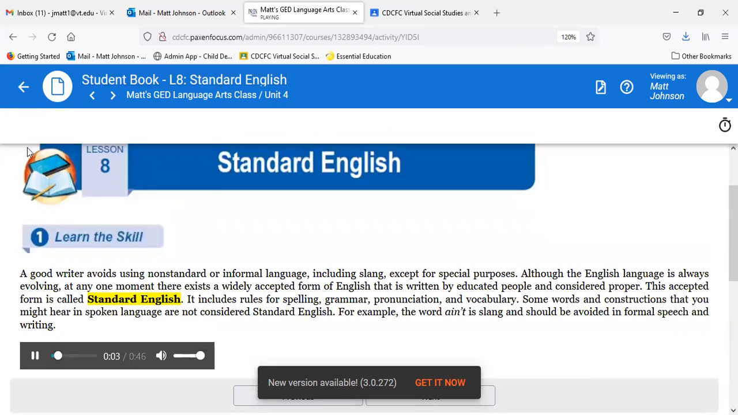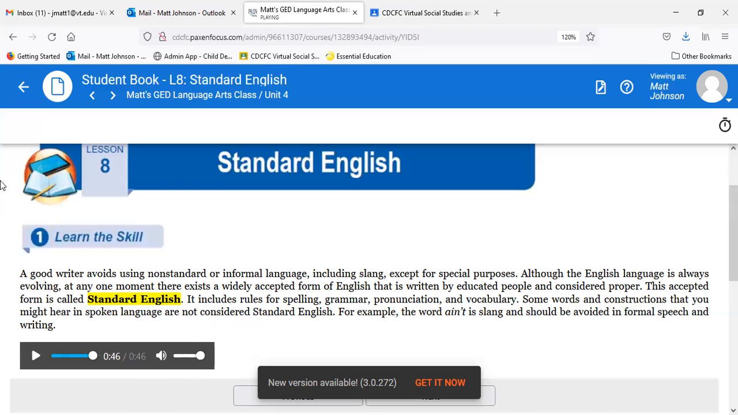A good writer avoids using non-standard or informal language, including slang, except for special purposes. Although the English language is always evolving, at any one moment there exists a widely accepted form of English that is written by educated people and considered proper. This accepted form is called standard English. It includes rules for spelling, grammar, pronunciation, and vocabulary. Some words and constructions that you might hear in spoken language are not considered standard English. For example, the word ain't is slang and should be avoided in formal speech and writing.